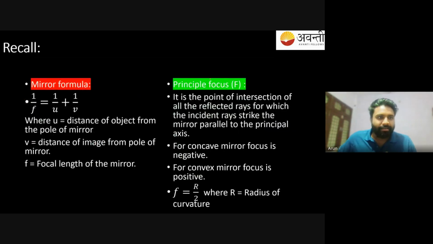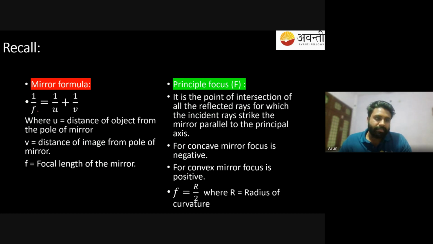Okay. So mirror formula, we have 1 upon f is equal to 1 upon u plus 1 upon v. The derivation part of this we do not need because it is not essential. In JEE, no question has been asked in which the derivation is required. ठीक है. Derivation किसी भी question में नहीं पूछा जाता. You know that. ठीक है.